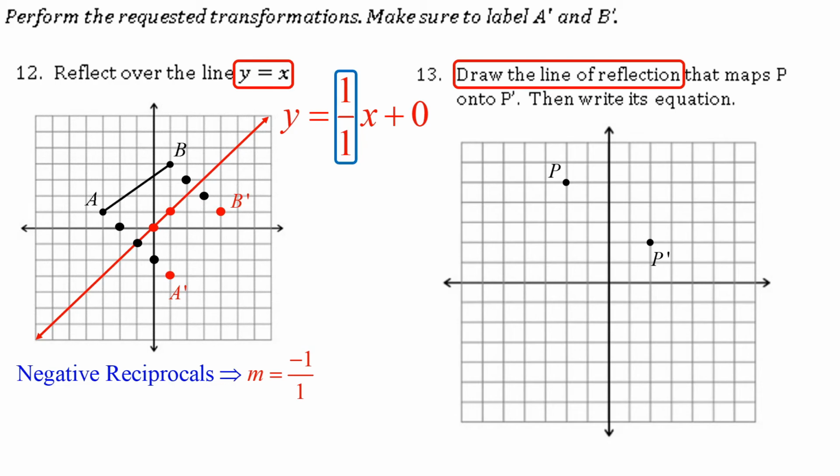Draw the line of reflection that maps P onto P prime, then write its equation. Okay, so I'm going to start with a segment from P to P prime. Oh, there's that segment I was looking for over there. Okay, here's the segment from P to P prime. Now you guys know that a line of reflection has to be the perpendicular bisector of that segment right there. So what do we need again? We need the midpoint of that segment and we need the slope of that segment.